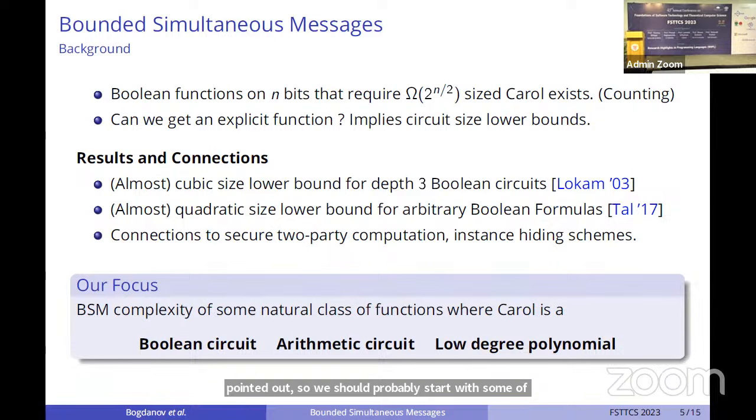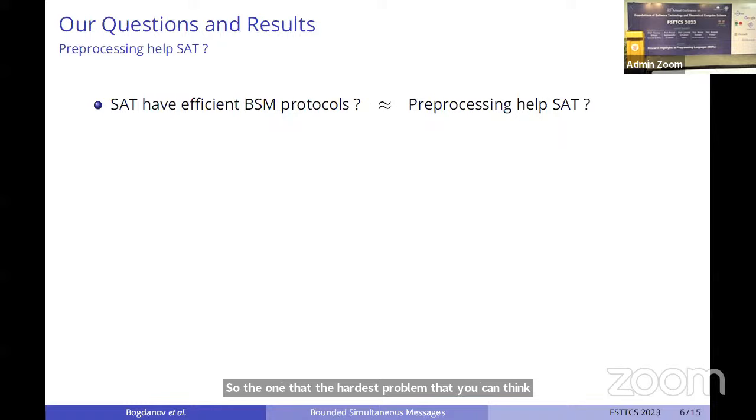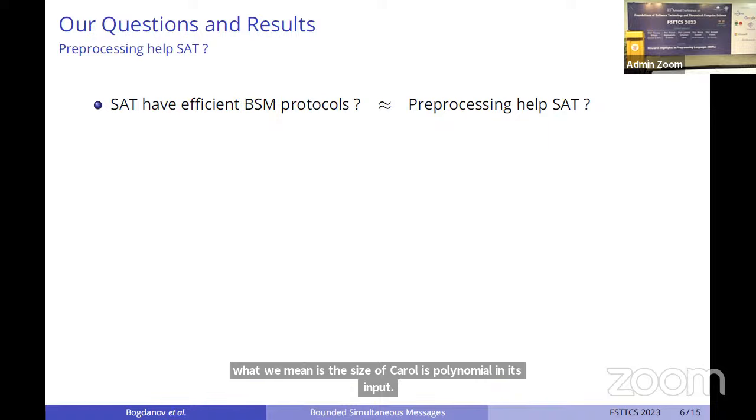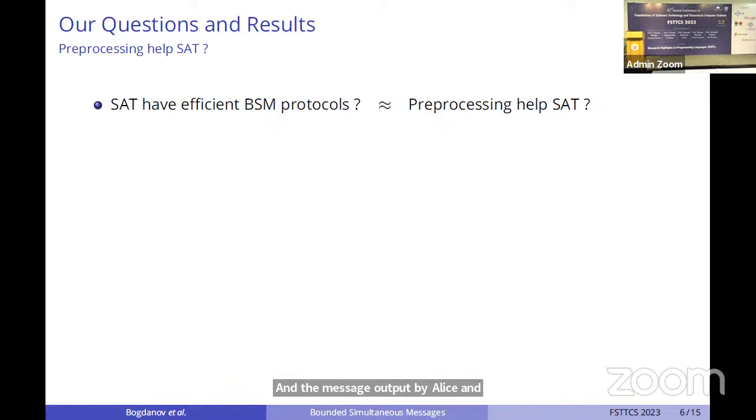The hardest problem that you can think of is a complete problem in NP, which is SAT. So the question that you would want to ask is, is it true that SAT has efficient BSM protocols? Again, just to clarify, I did not talk quantitatively about these numbers. By efficient, what we mean is the size of Carol is polynomial in its input, and the messages output by Alice and Bob are polynomial in their input. Some polynomially related bound. That's what we consider as efficient.